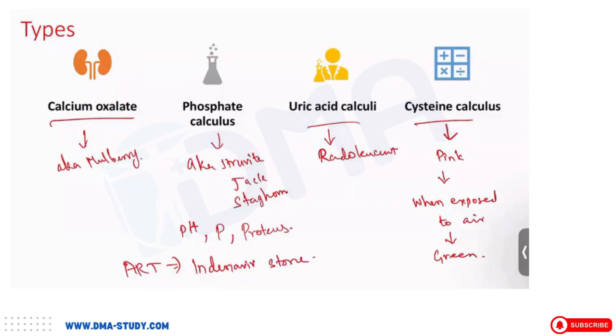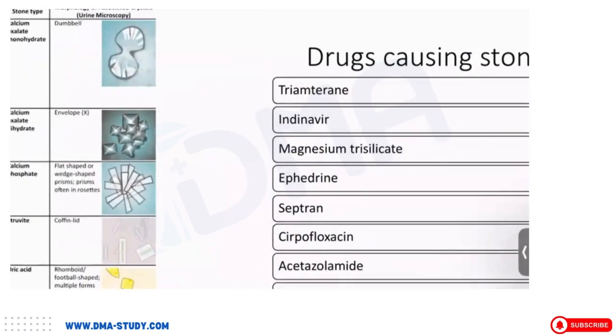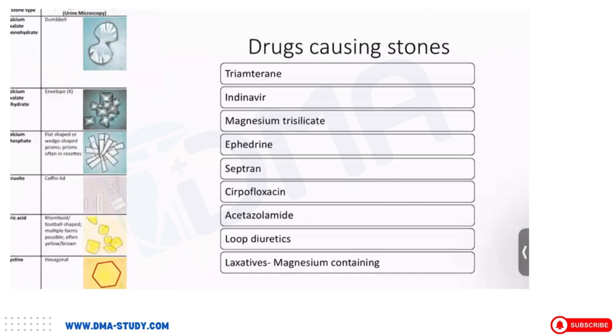What will be the management, ESWL or PCNL? Prior to that, nowadays picture-based questions are being asked. Calcium oxalate appears as a dumbbell or an envelope in urine microscopy, and a struvite stone looks like a coffin lid. Uric acid is rhomboid in shape, and cysteine is hexagonal. Cysteine is a sulfur-containing stone, pink in color, turning green when exposed to air.